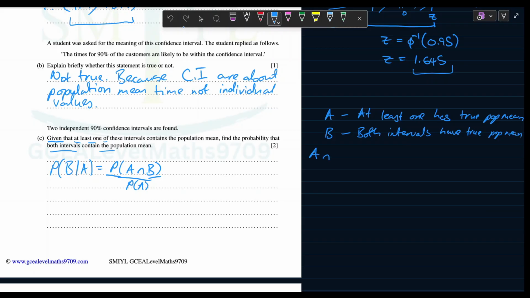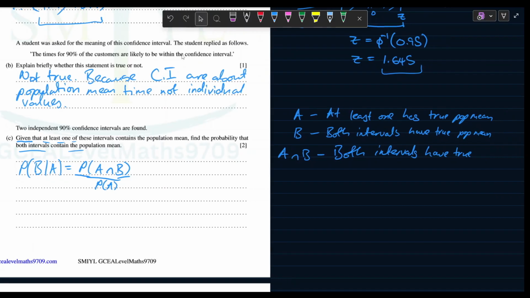So what would A intersection B be? It would be at least one has the true population mean and both intervals have the true population mean. So that would just mean both intervals have the true population mean, because the only way in which both intervals have the true population mean and at least one of them has the true population mean is only if both of them have the true population mean. So this is just the same as event B. Both intervals have the true population mean.